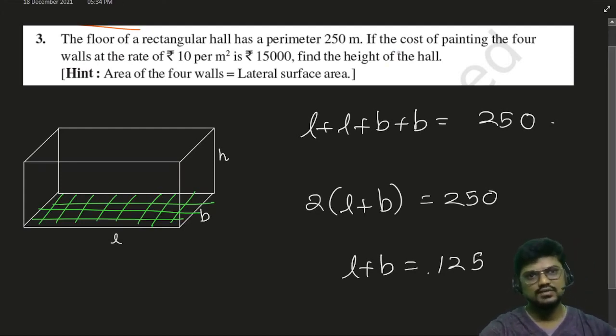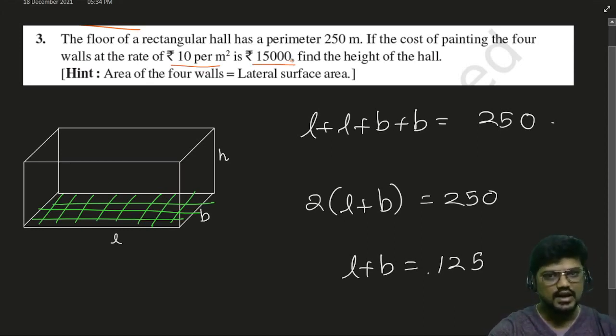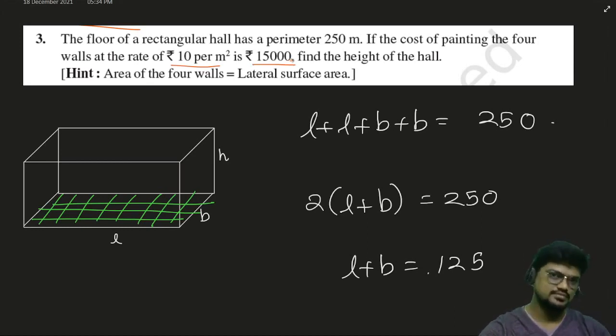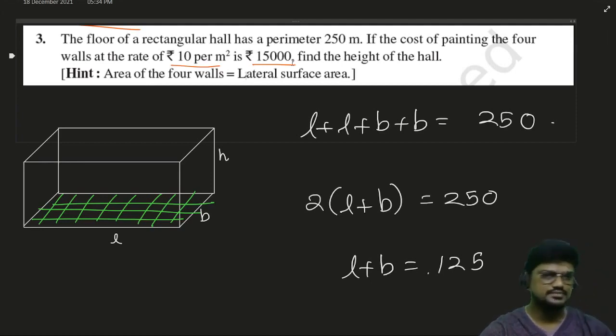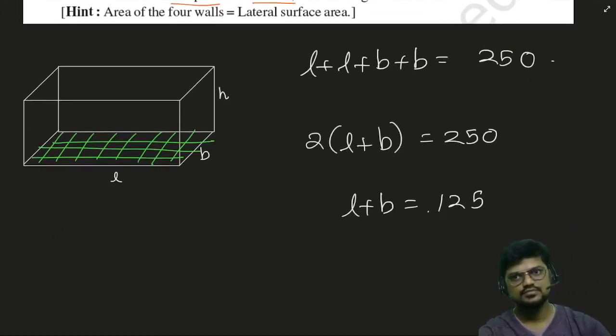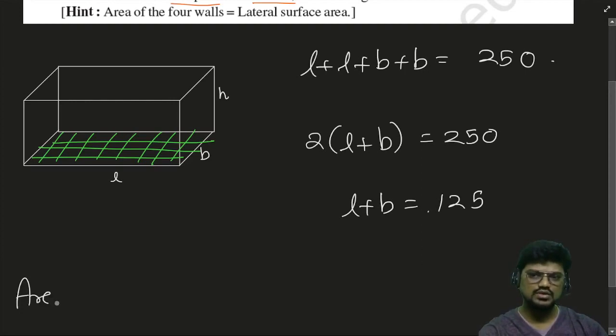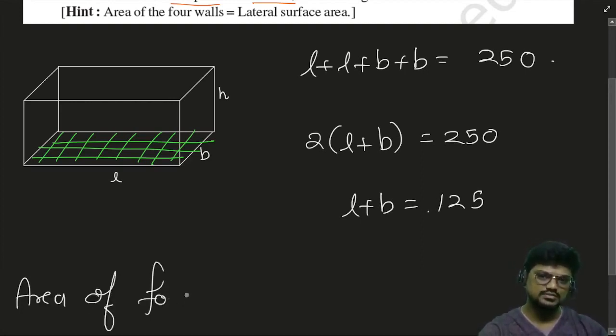Next, they have said the cost of painting the four walls at the rate of 10 rupees per meter square is 15,000. They have given the rate as well as the cost. So find the height of the wall. First of all, if the cost is of painting the four walls only, what will be the area of the four walls? I don't want the numeric answer directly. Area of four walls.